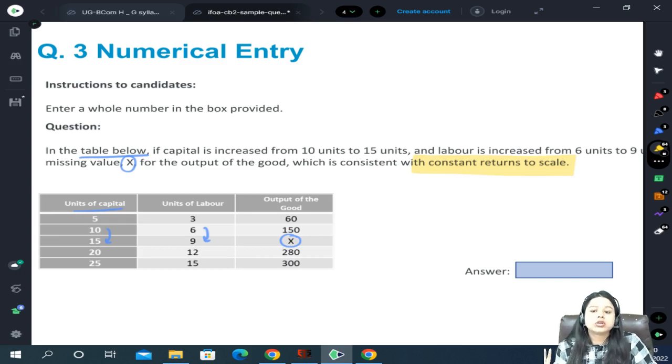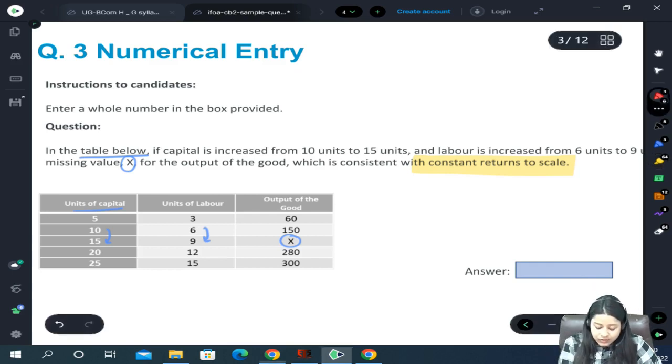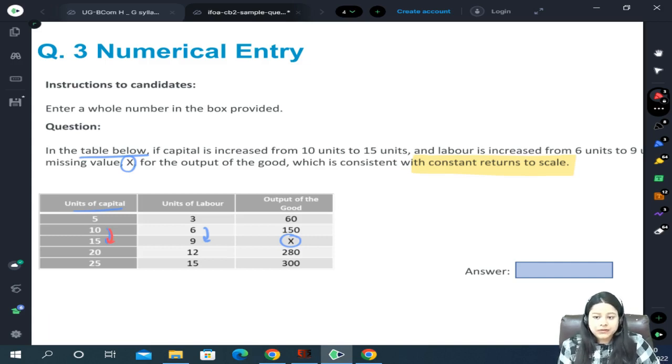Firstly, is it a long run or a short run concept? Returns to scale is a long run concept. So in the long run, both your inputs are changing, capital and labor. Here it's constant returns to scale, so the proportionate change in your input will be the same as the proportionate change in your output. What is the proportionate change when we move from 10 to 15? It is 1.5x.